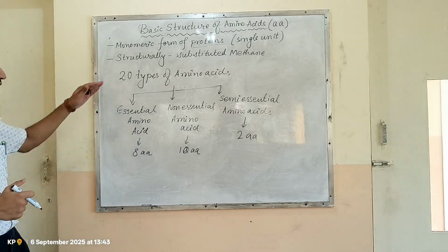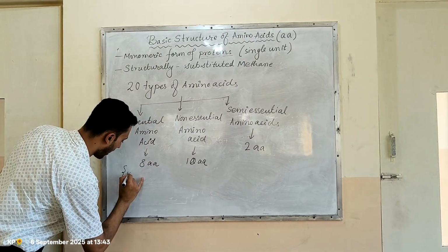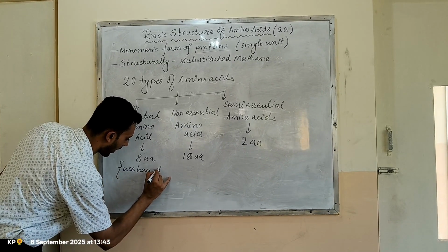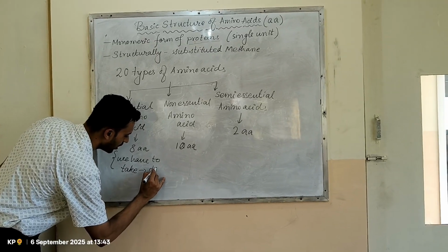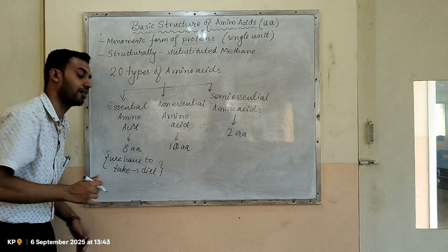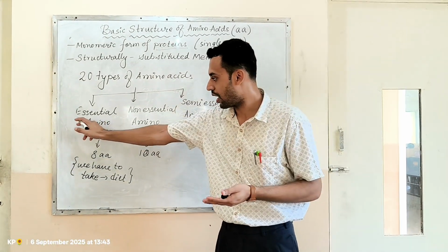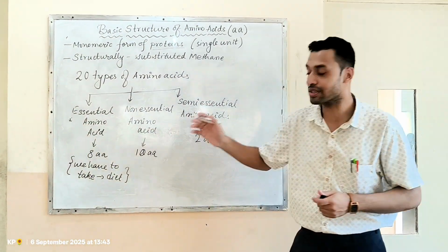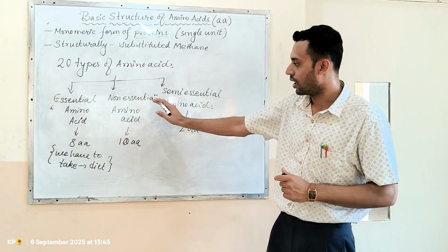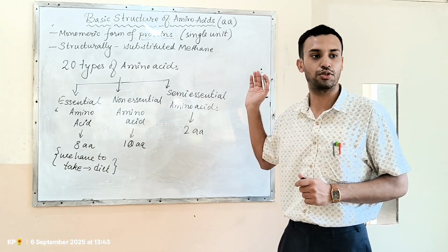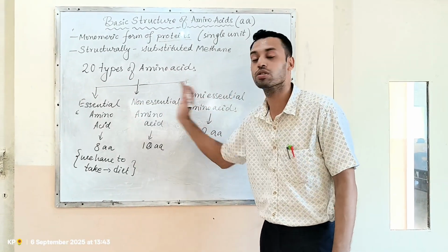Now how do we distinguish these three? Essential means our body cannot produce them. We have to take them from the diet. Whatever we are eating, chicken, mutton, eggs, paneer, soybean, whatever we are consuming, all these supply the essential amino acids, because essential amino acids cannot be formed by our body. Non-essential amino acids we do not need to consume because there are always mechanisms in our body which can produce them.